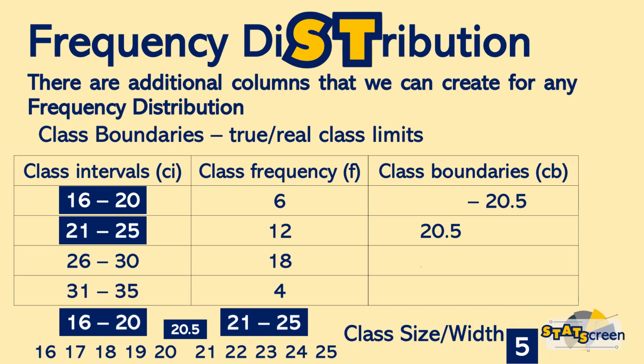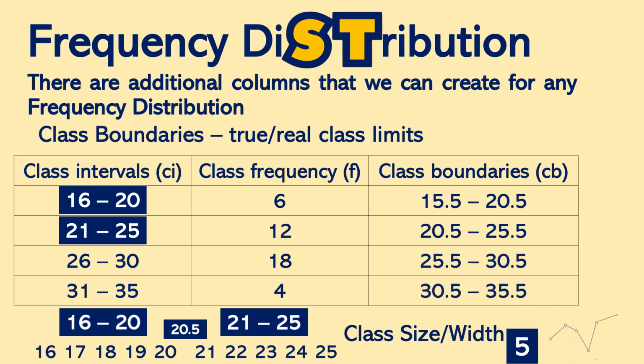And we'll be adding it to both class boundaries. Therefore, the next value is 25.5. It will be the upper class boundary of the second class interval. We just simply added 5 to 20.5. Conversely, we could also look at the value when we subtract 5 from 20.5. So that's 15.5 instead of 16. The lower class boundary becomes 15.5. And it follows like this as well. So this is how we add class boundaries for our frequency distribution.